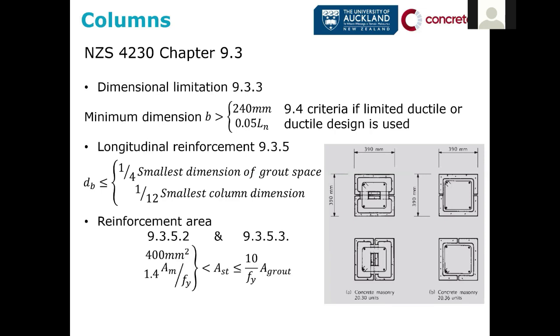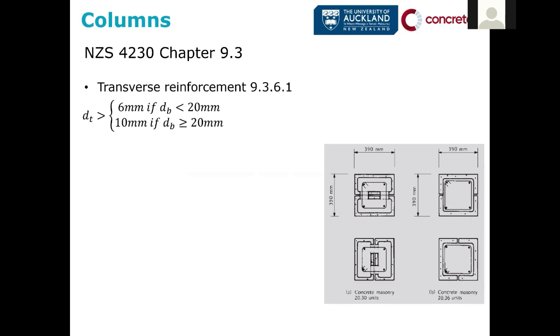And we have also a reinforcement area limitation, a minimum limit and an upper limit, the minimum limit being just a number, and then depending on the area of masonry over the strength of the steel, and the upper limit depending on the grouting area over the yield strength of the steel. Then the transverse reinforcement, the stirrups, and we need to use at least 6 or larger than 6 if the diameter of the longitudinal bar is less than 20, and more than 10 if the diameter of the longitudinal bar is 20 or more.